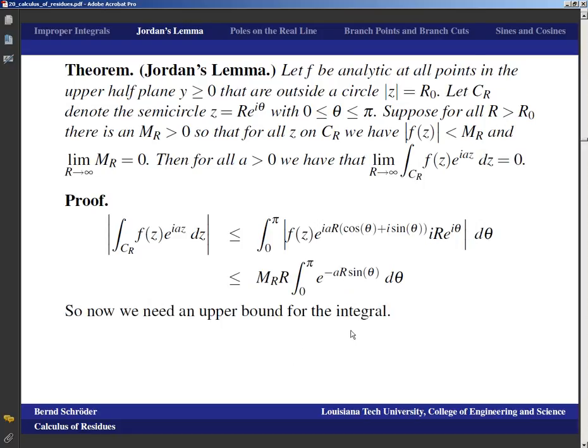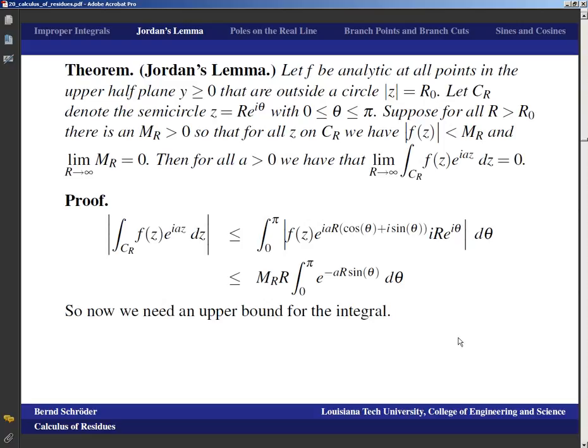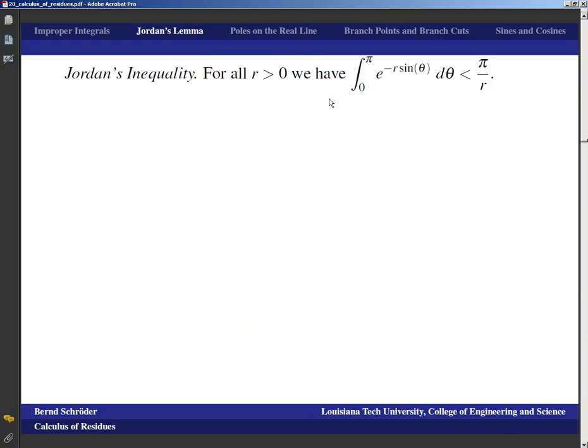In order to do that, we go back to drawing the sine function. Namely, we will need something called Jordan's inequality, which says that for all values lowercase r greater than 0, and our lowercase r ultimately will be the a r from the previous panel, the integral from 0 to pi of e to the negative r sine theta d theta is smaller than pi over r. What's the problem with this integral? The problem is this sine theta in the exponent. If that was just a theta or something like that, we'd be looking a whole lot better.